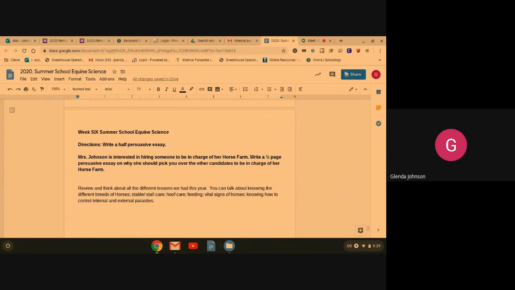But anyway, the last week of the summer school is really a general review of the whole semester, with an essay. I need half a page, and if it's typed, it's half a page. If it's written, it's going to be a little more. Here's what I'm looking for, horse farm.